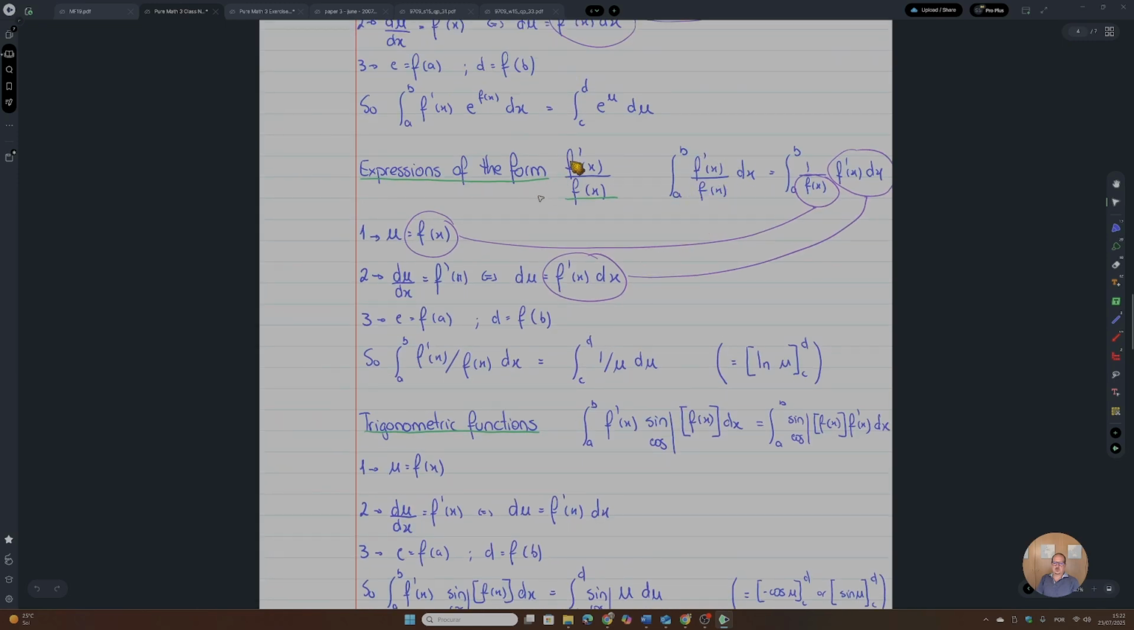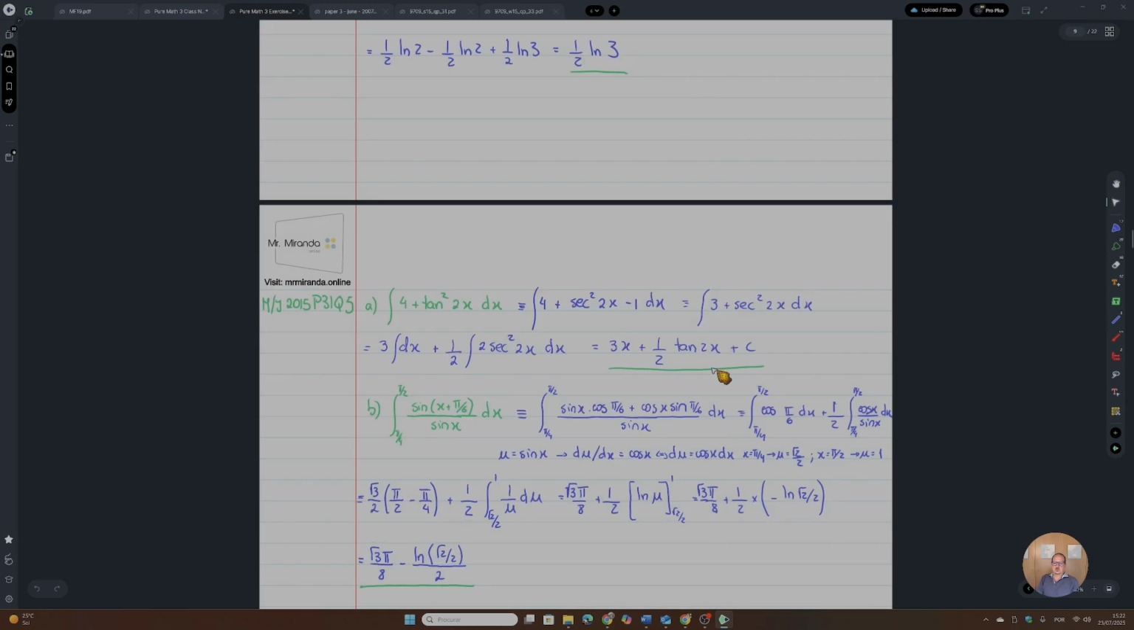It is basically an expression of the form f dash of x divided by f of x, in which these are trigonometric functions. What do I mean with that? If you use the new variable as the denominator, if you do du by dx, that's going to be cosine of x, which means that du is going to be cosine of x dx, which is exactly what you have over there. So this turns into this, and you have new limits of integration.